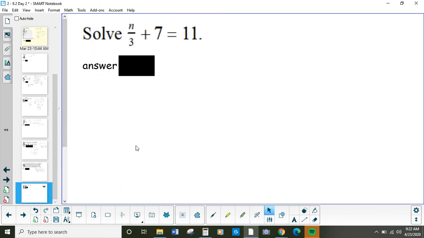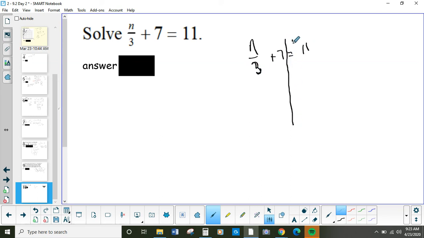You guys pause the video for our last problem and try it on your own. All right, x over 3 plus 7 equals 11. Sorry about that. Separate both sides. Work farthest away from the variable first, right? We don't need to simplify both sides and get variables on one side. That stuff's already done for us. So I have some number over 3 equals, I subtracted 7 from both sides, 4.